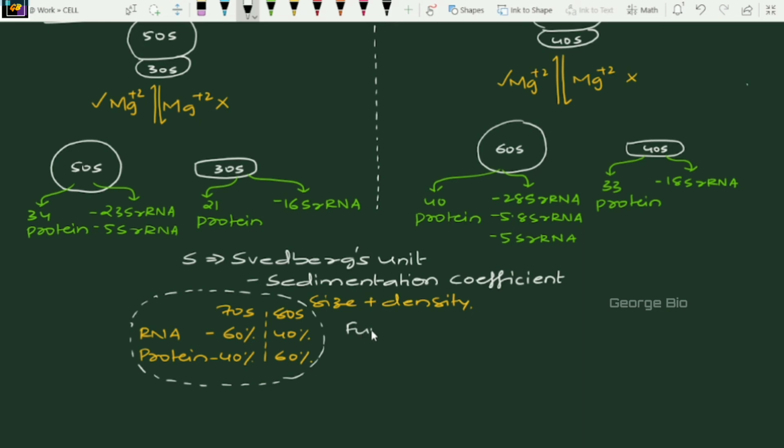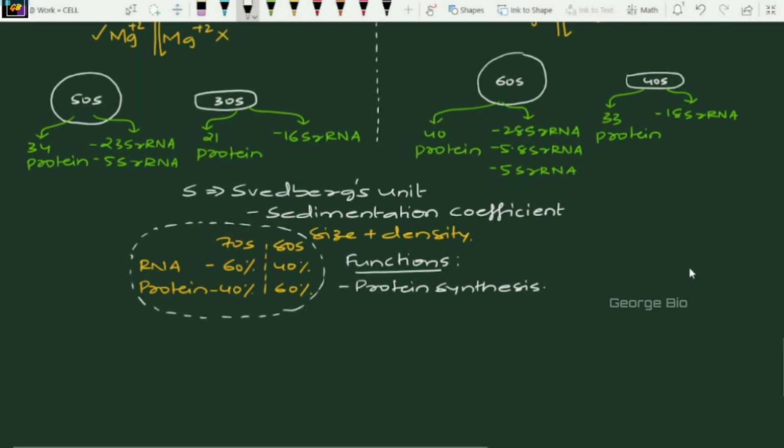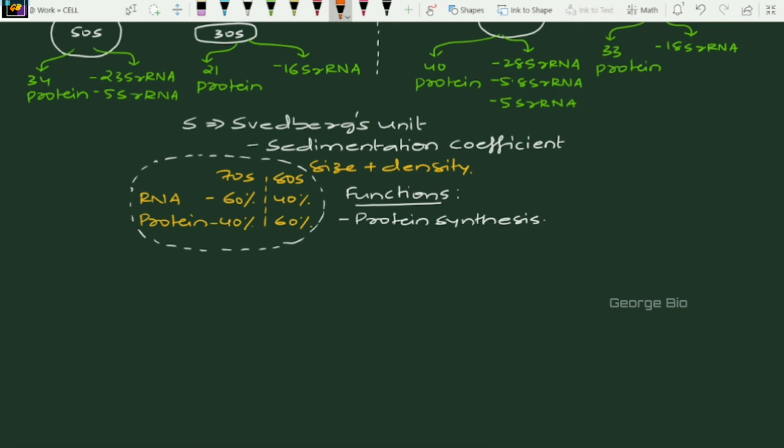Let's go with the function. If you talk about the functions, it helps in synthesis of proteins. This we already know. Now what type of proteins will it synthesize? The endoplasmic reticulum connected ribosomes help in synthesis of secretory proteins. And these secretory proteins further help in formation of transport proteins or else tunnel proteins.